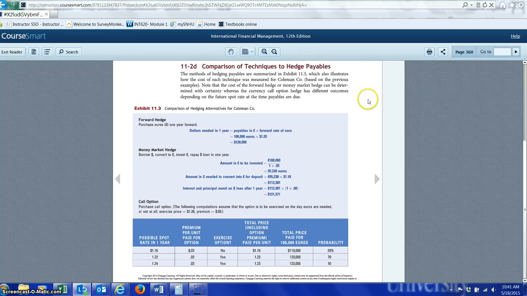So you have to start by reading page 360, but really what you have to do is read anything in chapter 11 that pertains to the Coleman Company. What happens is you will be filling out a template based on the amounts in this table, exhibit 11.3.